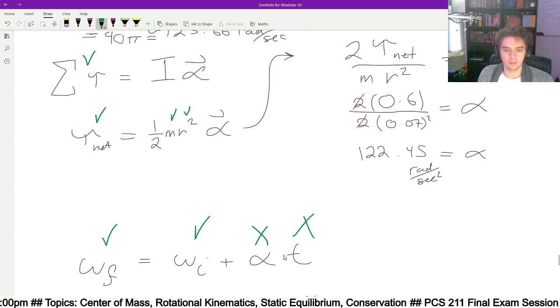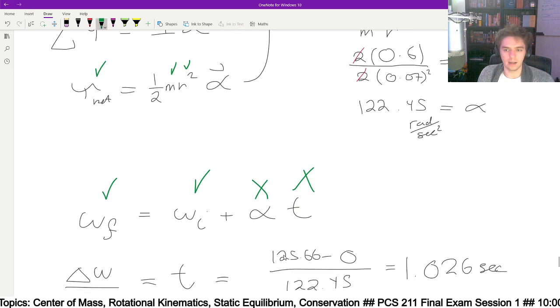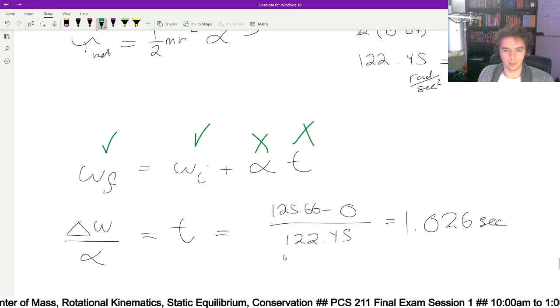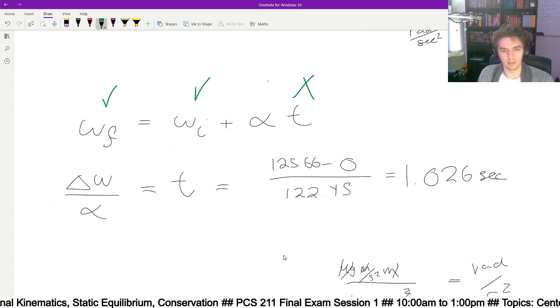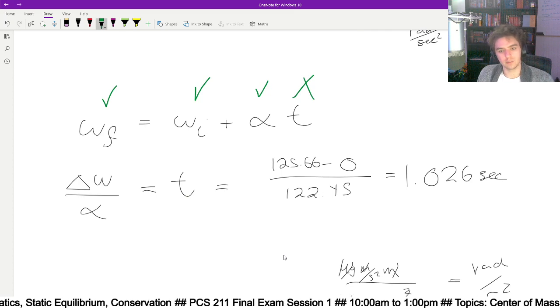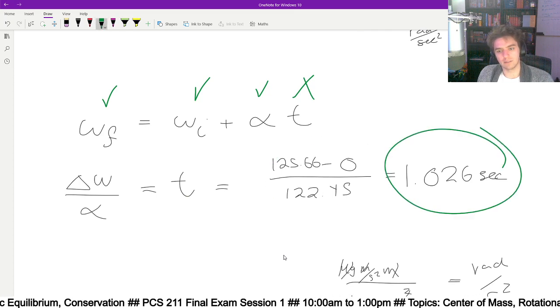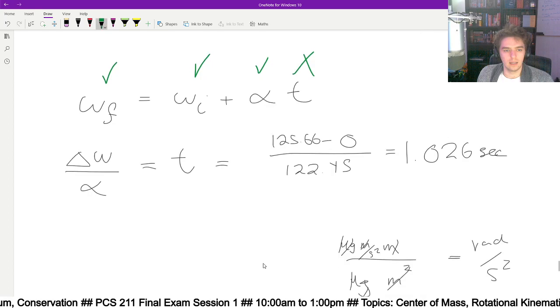And then from there, I went back to this equation here. I rearranged for t, right? Since I know alpha now. I know alpha. Rearranged for t, plugged in the values. I got that for t. So that's part A.